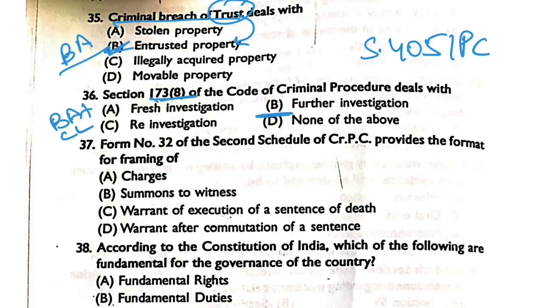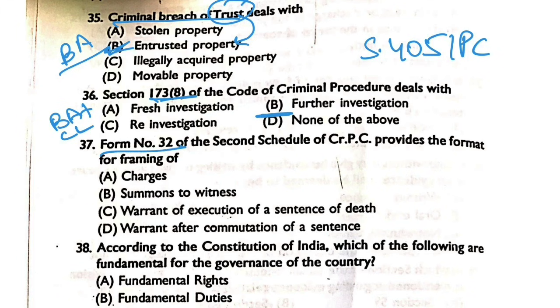Then question 36 says that section 173 clause 8 of the Code of Criminal Procedure deals with what? This is a Bare Act plus case law based question, because 173.8, if you've read, you should know this, but also there's a Supreme Court case on it. And 173 clause 8 deals with further investigation. Not fresh or reinvestigation, but further investigation.